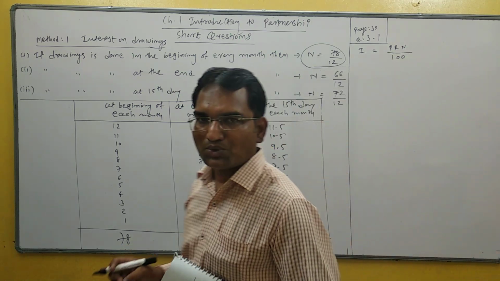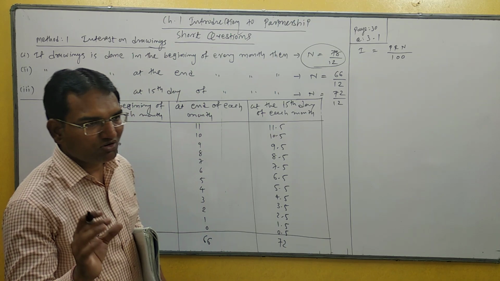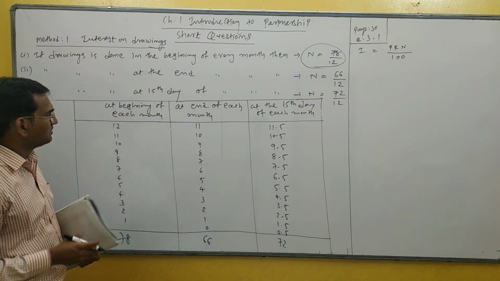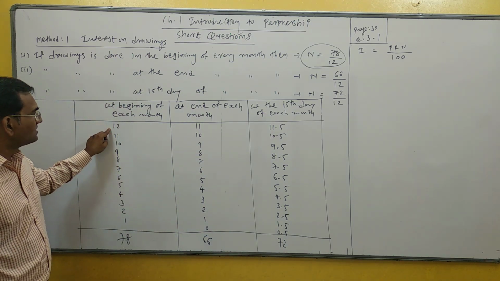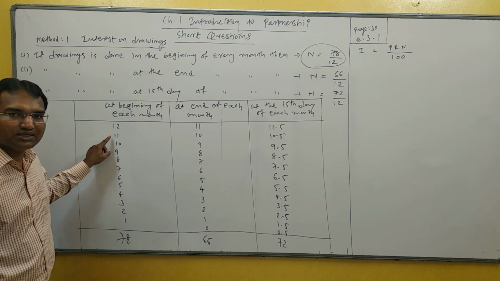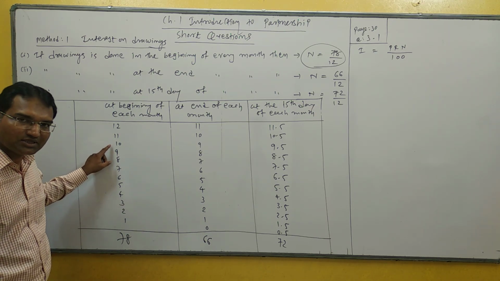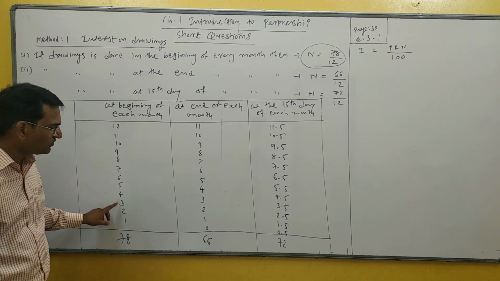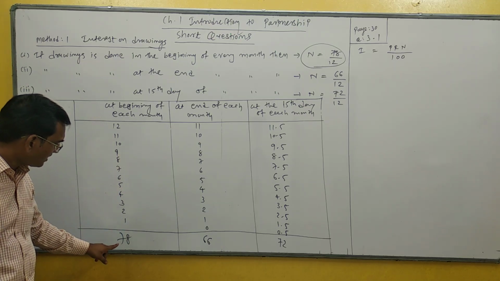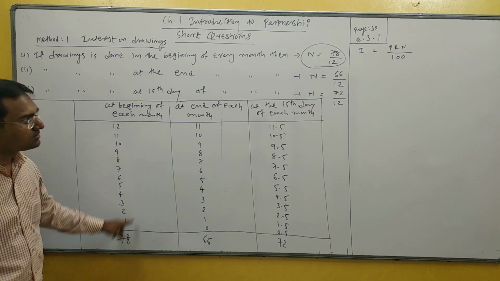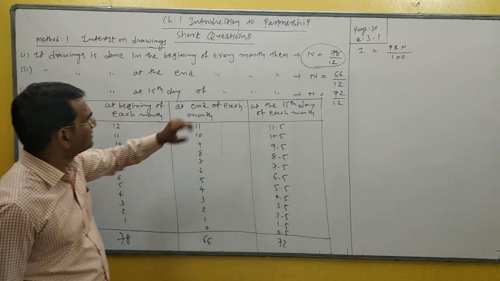Suppose the partner withdraws an identical amount at the beginning of each month. So the first drawing consumes 12 months. Next drawing consumes 11 months, 10, 9, 8, 7, 6, 5, 4, 3, 2, 1. Total months are 78. So at the beginning of each month, 78.